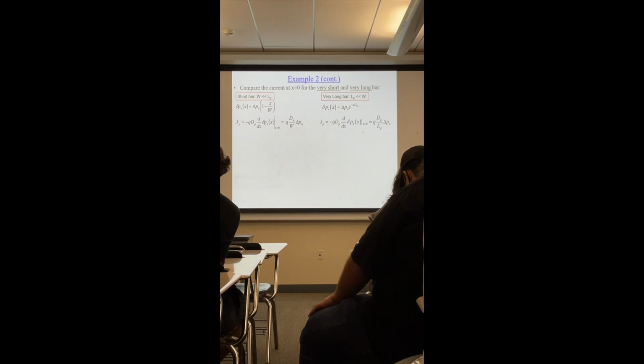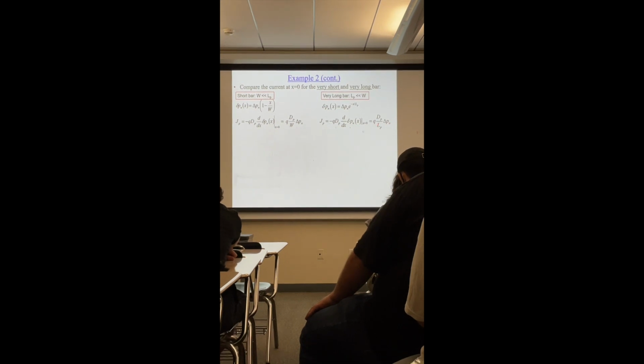And for the very long bar, we also showed you this solution here. We use this carrier distribution to also calculate the current at x equal to 0. And you can see these two terms are very similar. The only difference is here we have W and here we have L sub P.